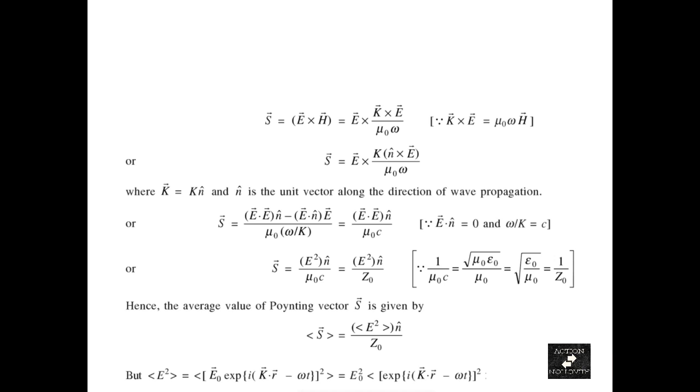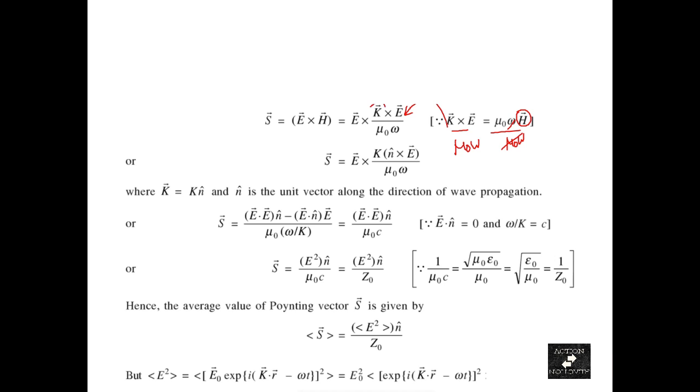So here we have K cross E, we have already worked out it's mu naught omega H, and E cross H would be E cross, and then I'm just taking out the value of H from here. For this, I have to divide both sides by mu naught omega. So I can factor out mu naught omega on this side, cancel this out, and you got the value of H as K cross E over mu naught omega. And I plug it here in this. And you see that S equals E cross K cross E over mu naught omega.